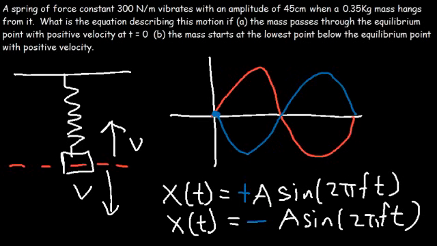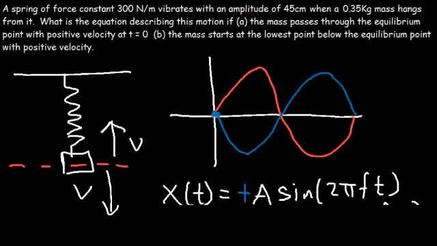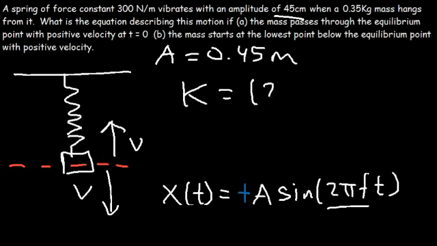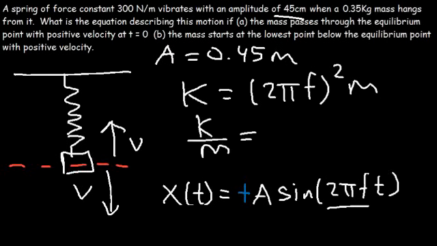So let's get back to what we're trying to figure out, which is positive a sine 2 pi ft. So we have the amplitude. It's 45 centimeters, which is 0.45 meters. Now what we need to figure out is 2 pi f. We know that k is equal to 2 pi f squared times m. So k divided by m is 2 pi f squared. So 2 pi f is the square root of k over m.